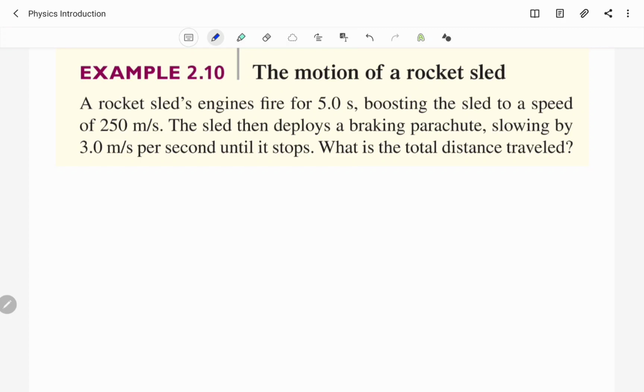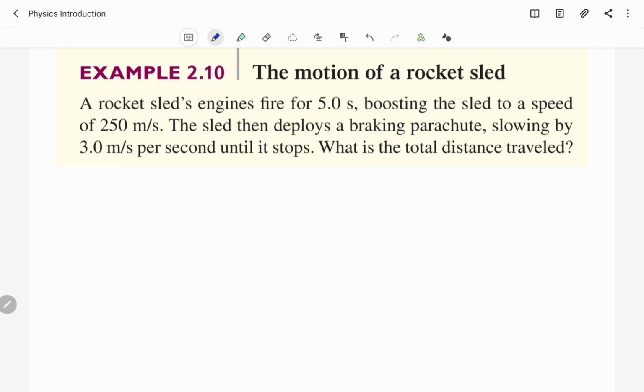So what we have: a rocket sled's engine fires for 5 seconds, boosting the sled to a speed of 250 meters per second. Basically, initial velocity 0. After 5 seconds, velocity becomes 250 meters per second. It accelerates during the 5 seconds. The sled then deploys a braking parachute, slowing by 3 meters per second squared until it stops. What is the total distance traveled?